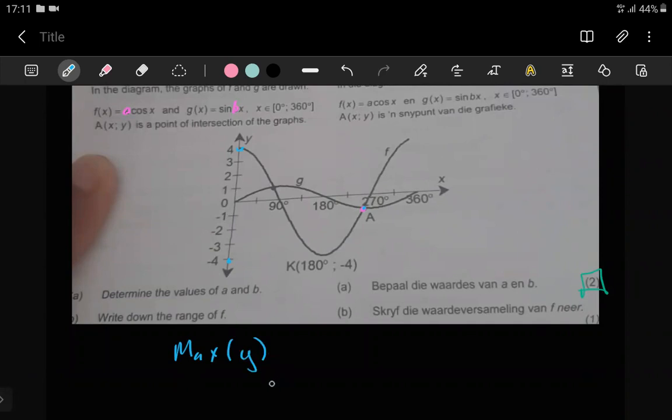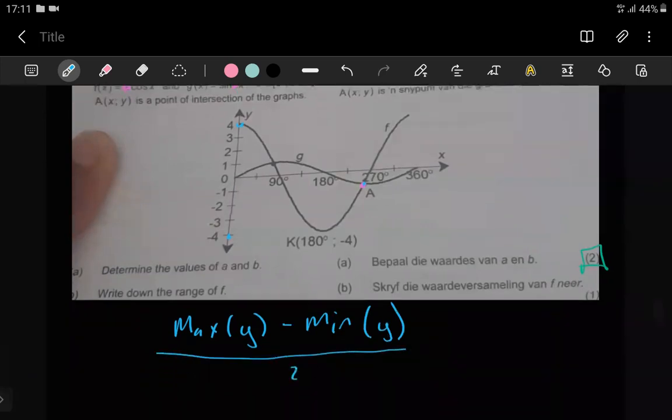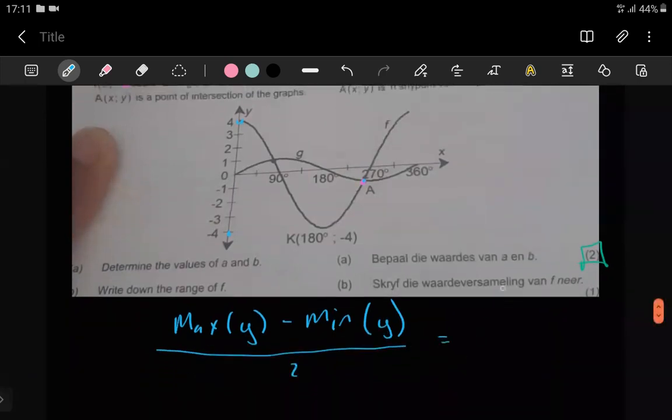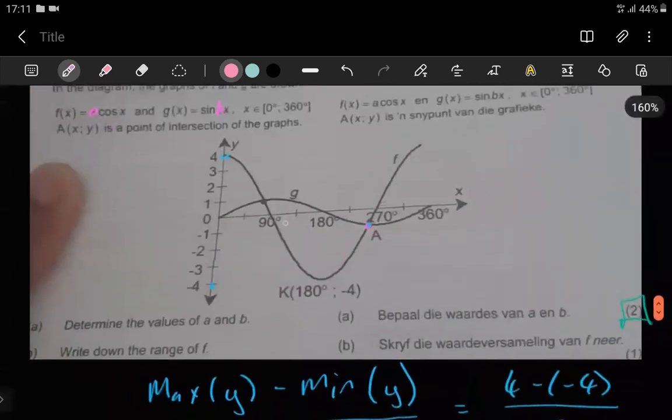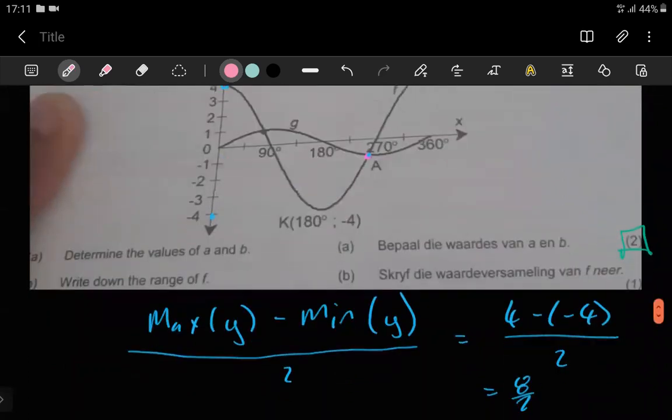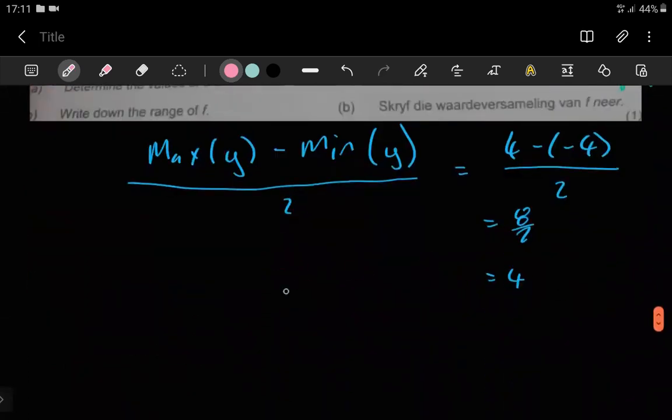Oh no, I'm agreeing with you. The maximum minus minimum over 2, of the y values. So this will be 4 minus -4, which will give us 8 over 2, which will give us a 4. If you look at it nicely, the amplitude is a 4. So A is a 4. Therefore, A is equal to 4.